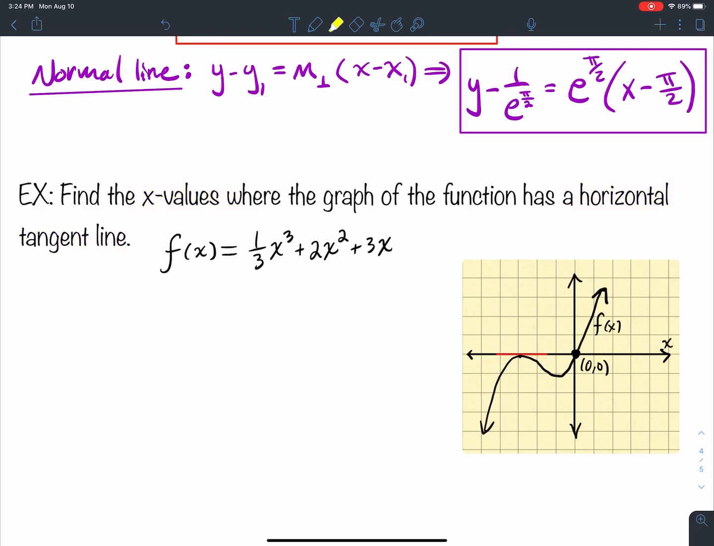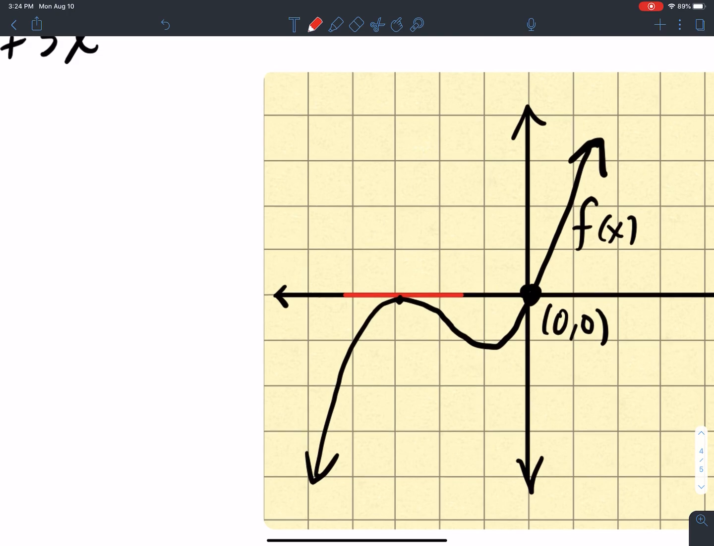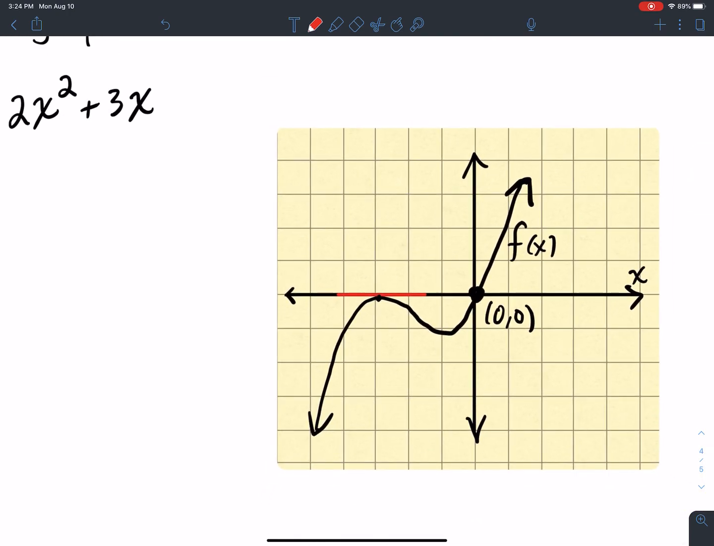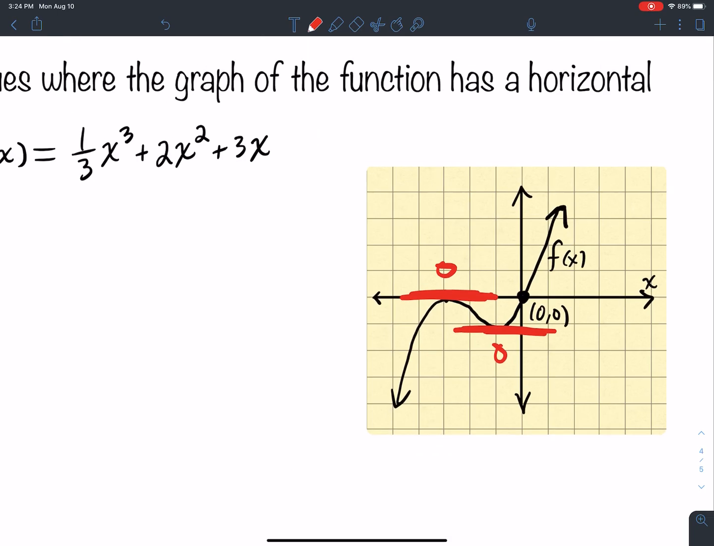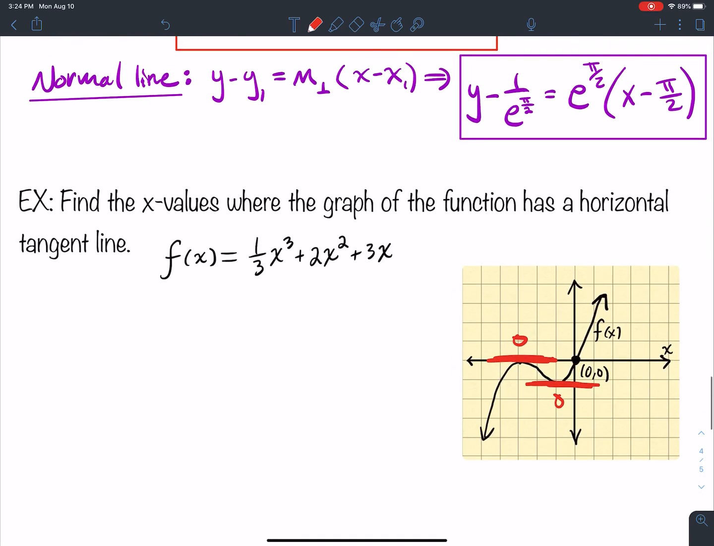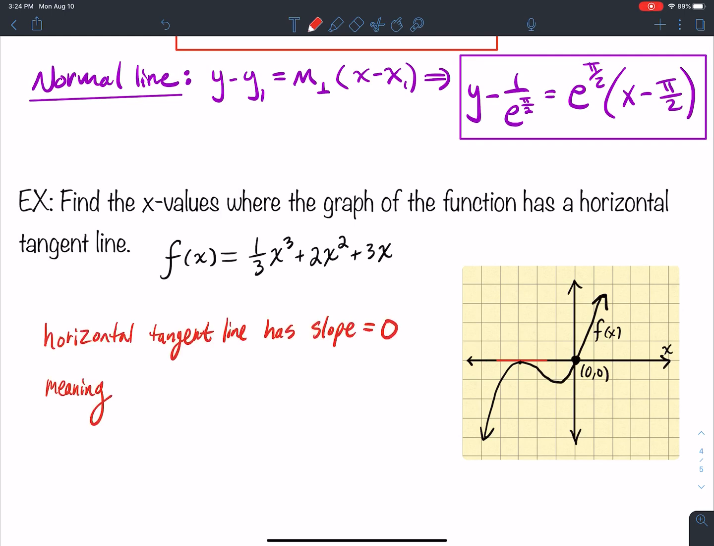When I think of a horizontal tangent line, when I'm looking at this, where am I tangent at? Well, it looks like right here would probably be a tangent, and right here would be a tangent, right? Where the slope is 0. Horizontal lines have a slope of 0. So that's the fact that we're going to use to help us figure out the horizontal tangent line: we set the derivative equal to 0 and solve for x. Remember, horizontal tangent lines have a slope of 0.